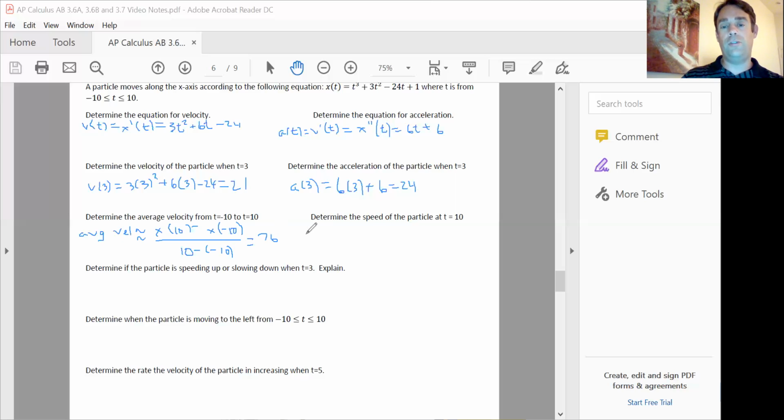The speed of the particle at t equals 10, that's the velocity. So speed at 10. The speed at 10, that is the absolute value. Remember, speed is velocity without a direction, or velocity is speed with a direction. You can take your pick what you want. So we're going to take the absolute value of the velocity at 10. So plug 10 into your velocity equation, take the absolute value of it, and you end up with 336.